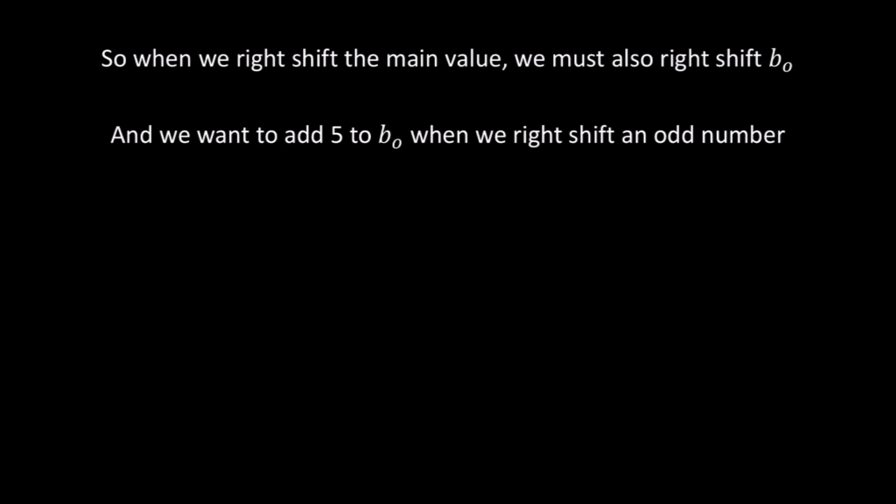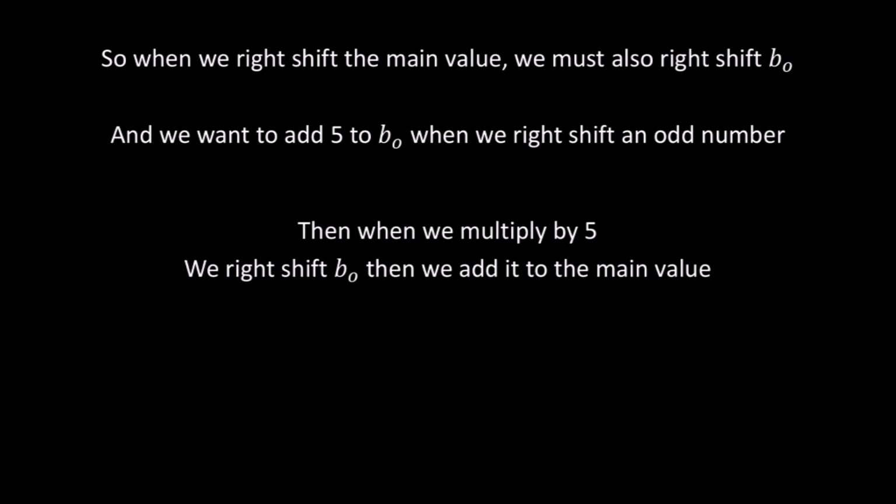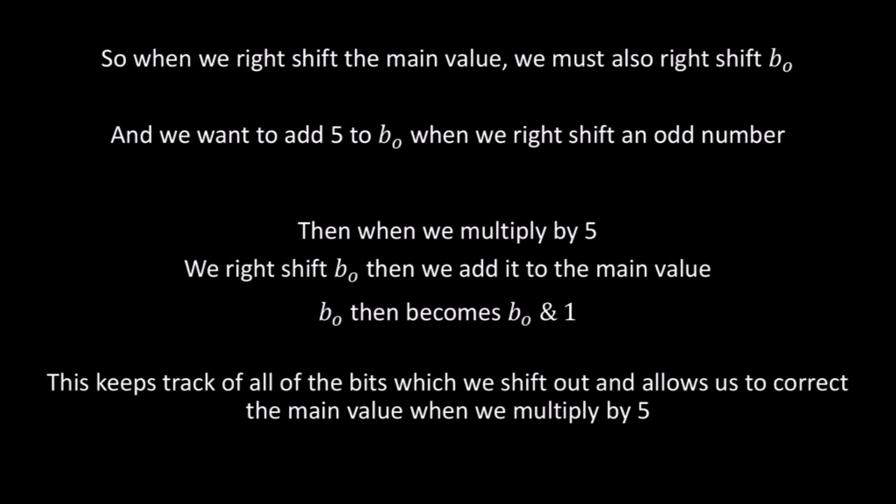The reason we want to add 5 is so that we can add B0 to our main value when we multiply by 5. Then, when we multiply by 5, we right shift B0 and then add it to the main value. B0 then becomes B0 AND 1. So what that does is B0 becomes the lowest bit of B0. That bit is the bit that gets shifted out when it is right shifted. This keeps track of all of the bits which get shifted out and allows us to correct the main value when we multiply by 5.